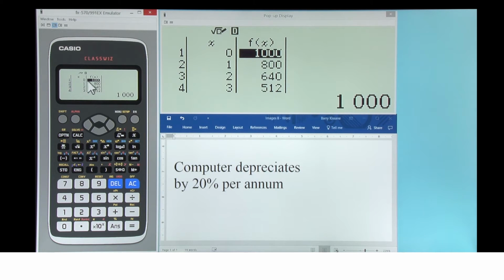So in the first year, the value is $1,000. A year later, it's declined to be worth only $800, 80% as much. The following year, it's $640, and we can see how the computer values depreciate over time. After 3 years, it's worth only a little more than half of what it was originally worth.